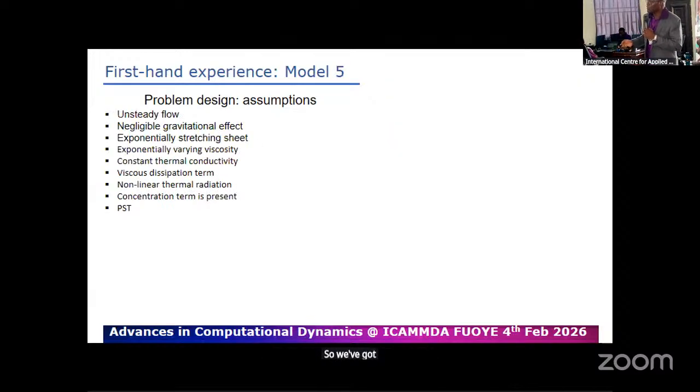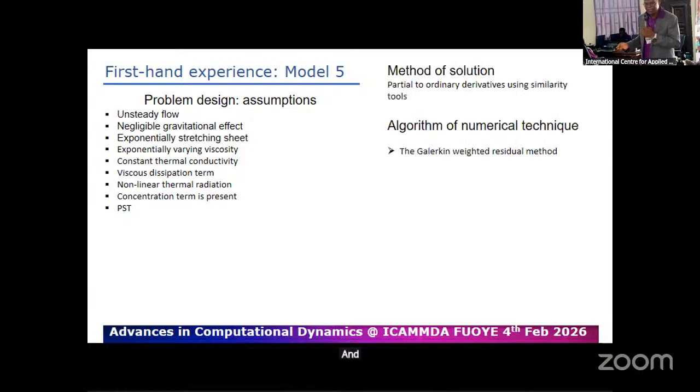And then we changed the model again, and after some experience of model 5, what we did here is similar. We looked at the design problem, and at all the assumptions that come into play. And here again, the same method, the same algorithm. But now this one is different. We used the Galerkin weighted residual method. This is different from the previous ones we used.